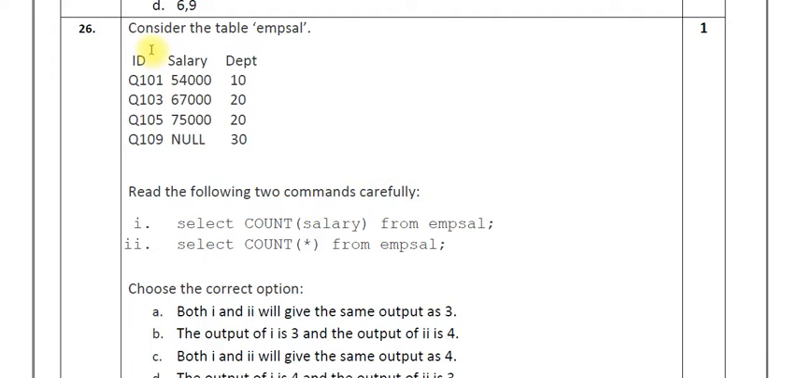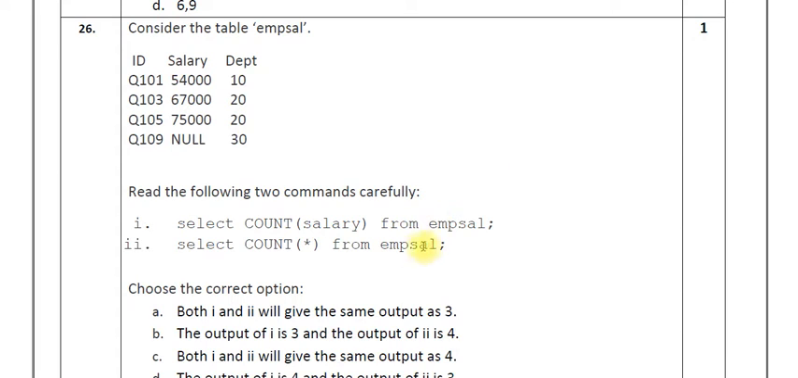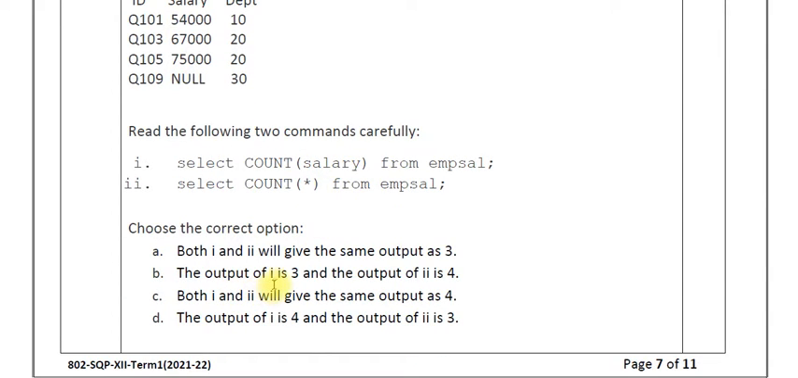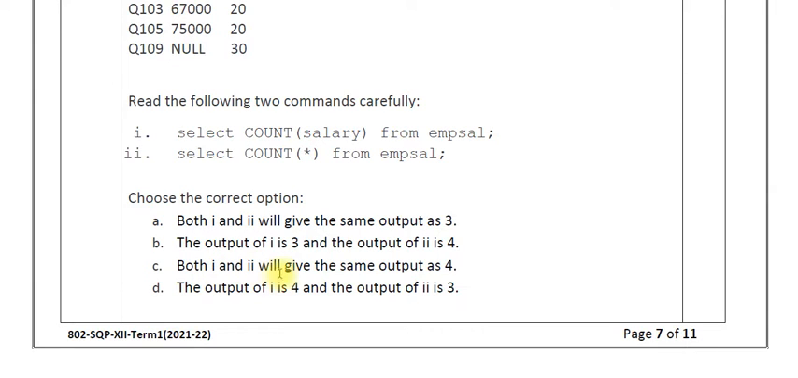Again moving on to the next question, another one with a table. Okay, so over here, as you can see, a table is given. Now two commands are given: select count(salary) from EMP sal, and select count(*) from EMP sal. Choose the correct option. Both 1 and 2 will give the same output as 3. The output of 1 is 3 and the output of 2 is 4. Both 1 and 2 will give the same output as 4. The output of 1 is 4 and the output of 2 is 3.